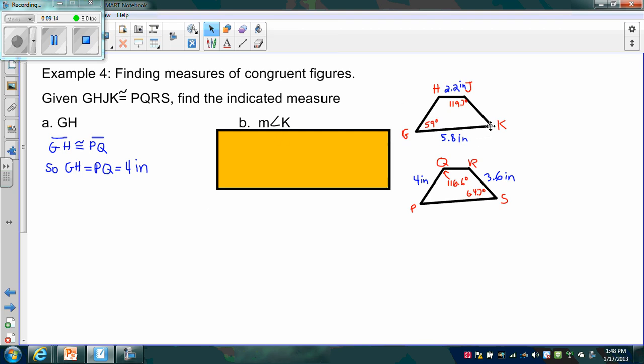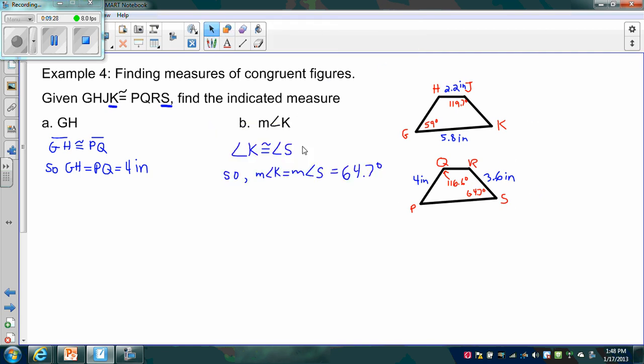And here, the measurement of angle K, we don't know it here, but we know from up here that K matches up with S. So if we can read angle S, which looks like 64.7, we can say K is congruent to S, so it's 64.7 degrees.